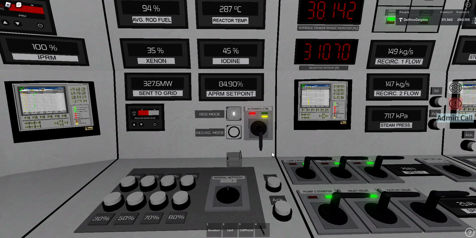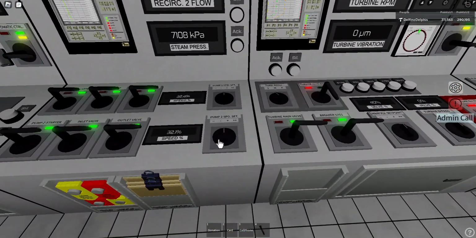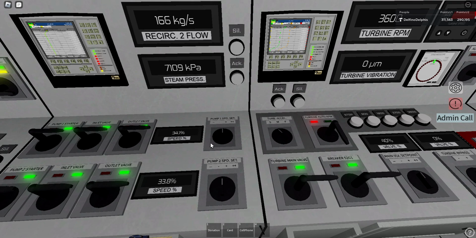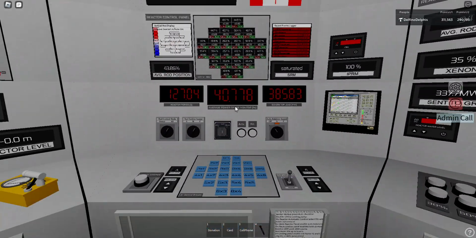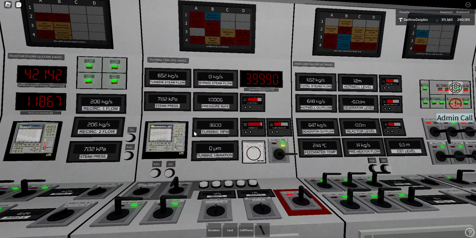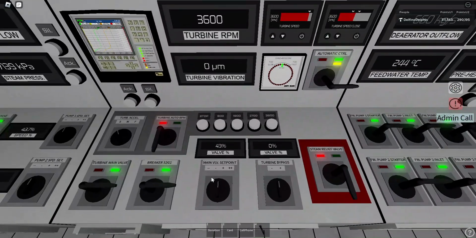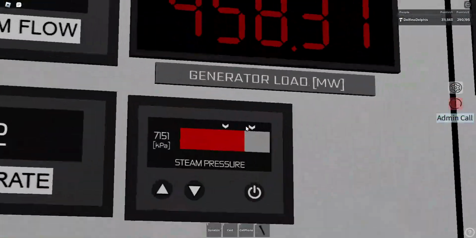I switch to recirculation mode. And now when I enable auto control, you will see that the computer will now use the recirculation to reach the desired power. So the power is rising, so the pressure would be rising, but the auto control will be opening the turbine valve, you can see, to keep the pressure constant, and this will cause the generator load to rise.